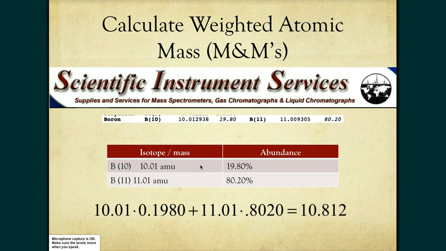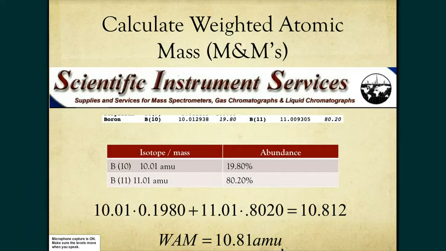However, when I look at my sig figs, this only had 2 decimal points, so my answer can only have 2 decimal points. So my weighted atomic mass will be 10.81 atomic mass units. Do not forget your units. You always have to include units, because this is not just math, this is science, and science has to deal with units.